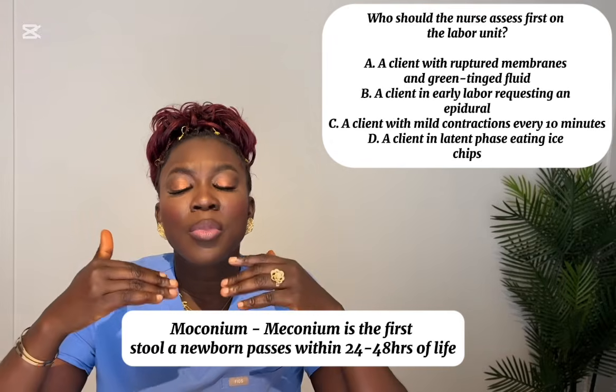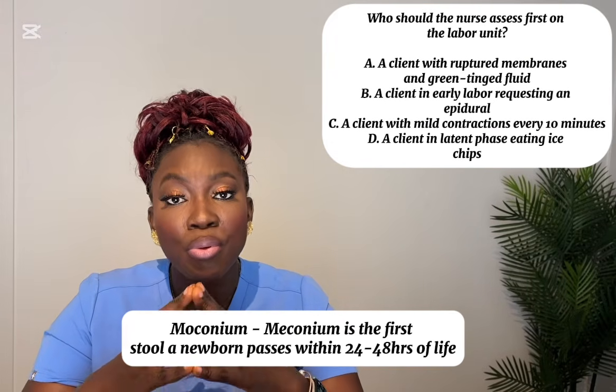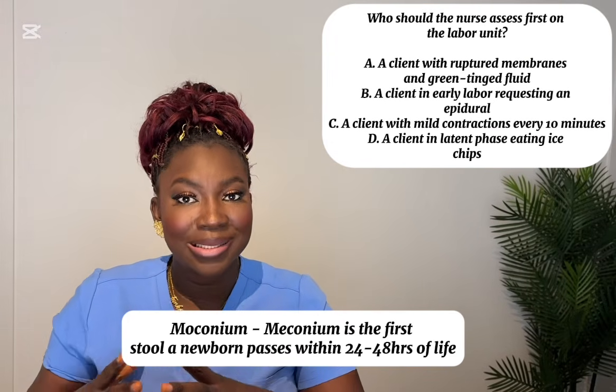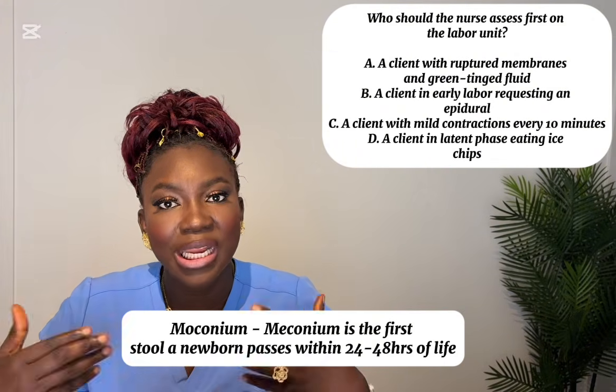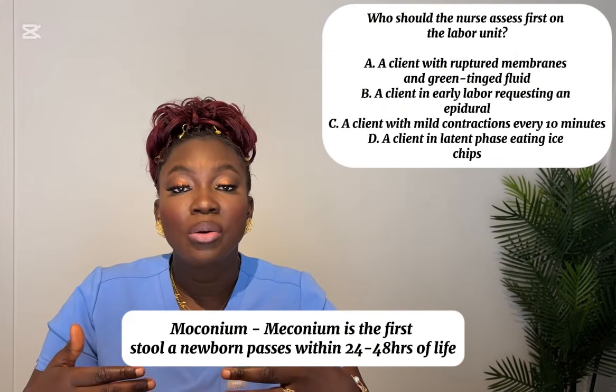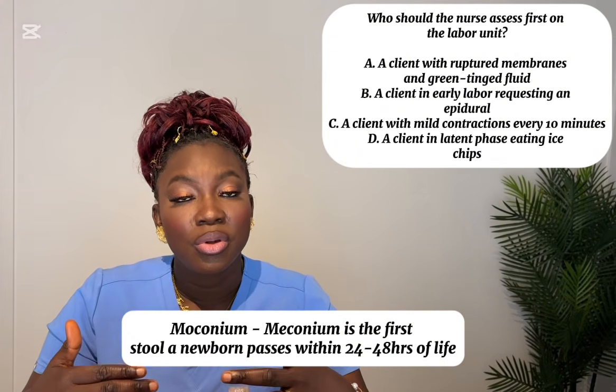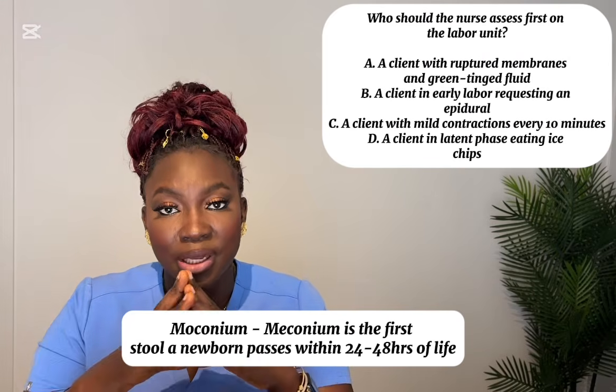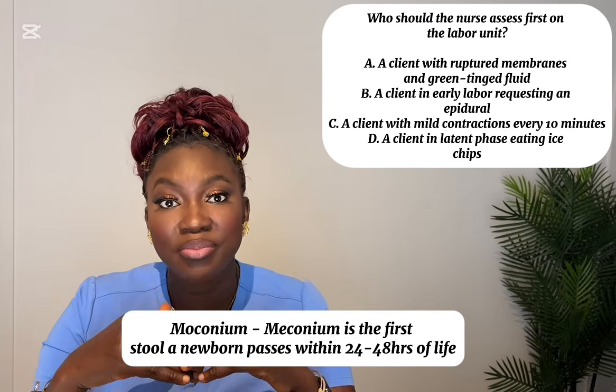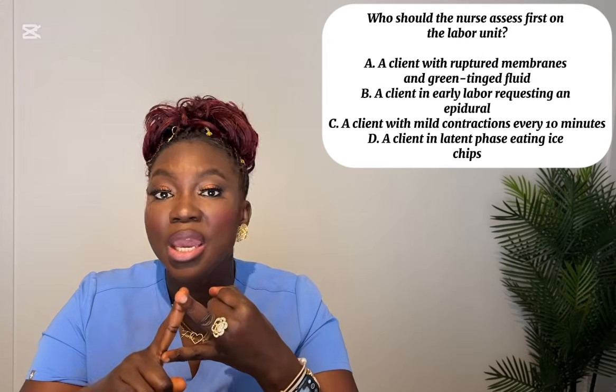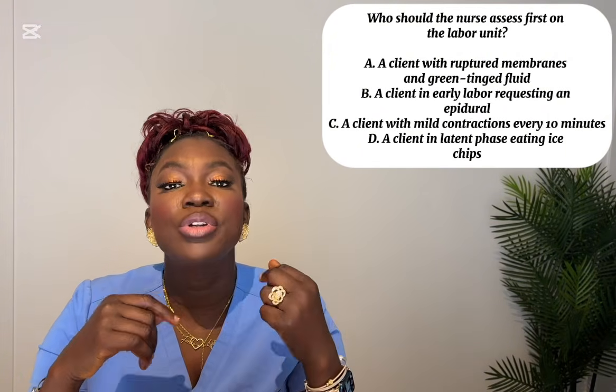Meconium. Meconium is the first stool or poo a newborn has to pass in the first 24 to 48 hours of their life. Like after giving birth to them, your baby has to poo within 24 to 48 hours. Because when I had my baby, the nurse made me understand that if your baby didn't poo or pee, you're not leaving the hospital. So that's meconium.